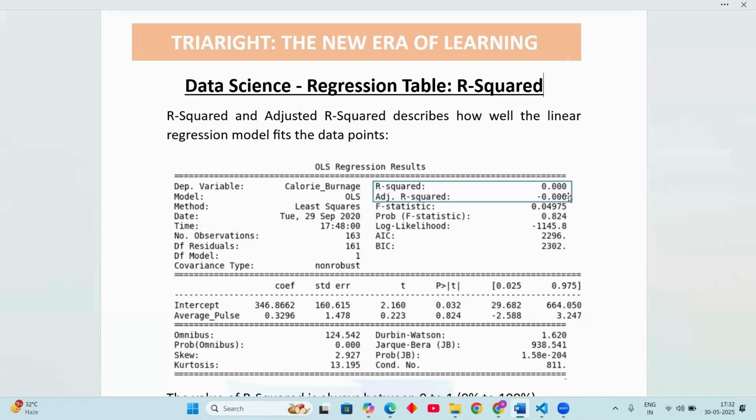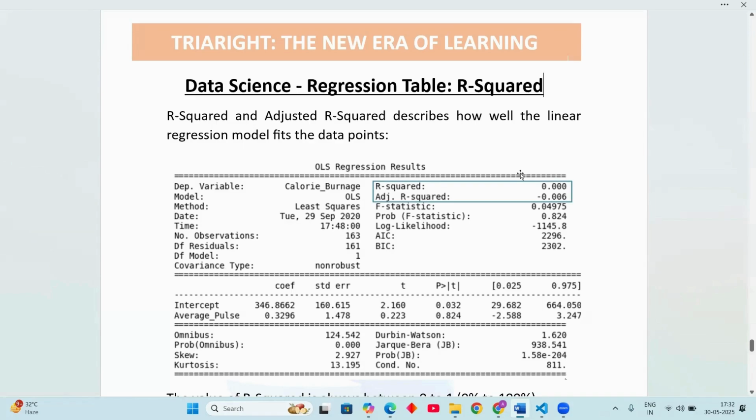R squared, also known as the coefficient of determination, is a key metric in regression analysis that measures how well the independent variables explain the variance in the dependent variable, and it ranges from 0 to 1. It is optionally considered as a decimal between 0 and 1 in R squared.